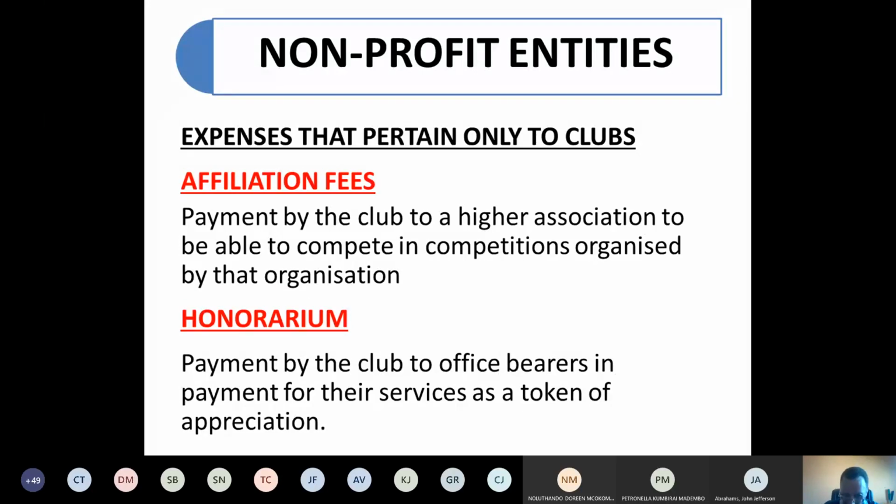Right, guys, we can also get certain expenses that we will only find with clubs. Some of those expenses, you will get your normal expenses: electricity, you must pay wages, rent, and interest. But there are two expenses that you will only find with clubs, and let me just quickly explain that.